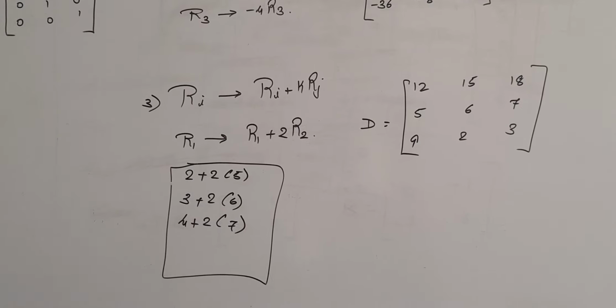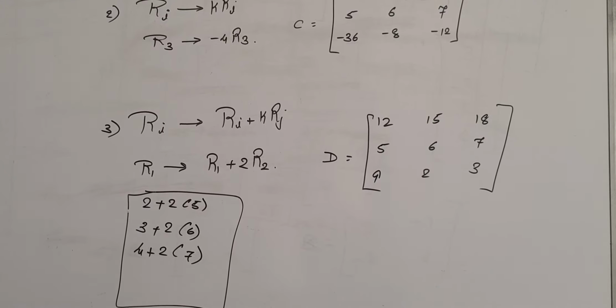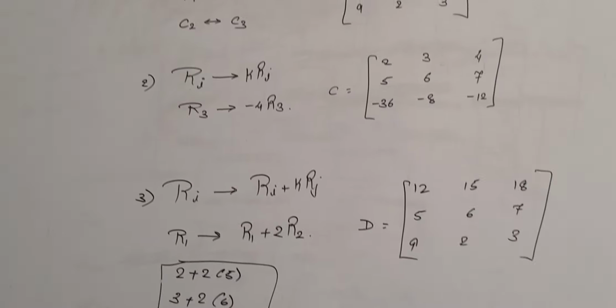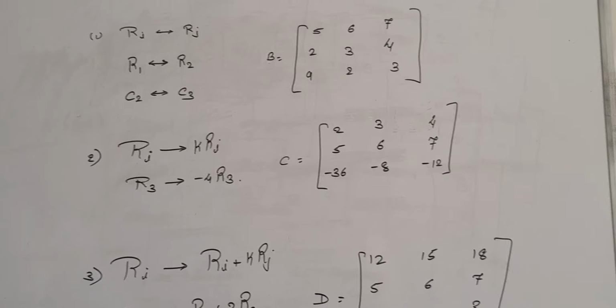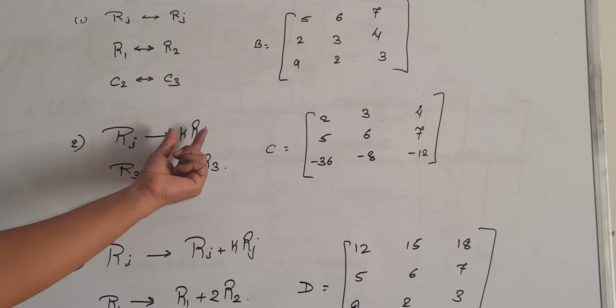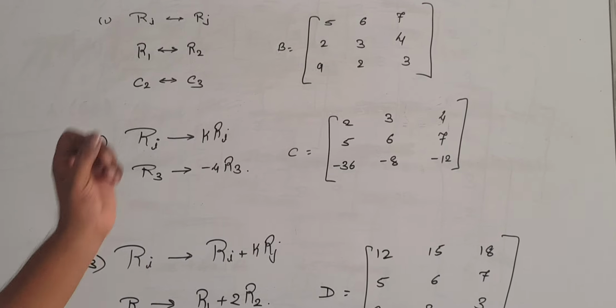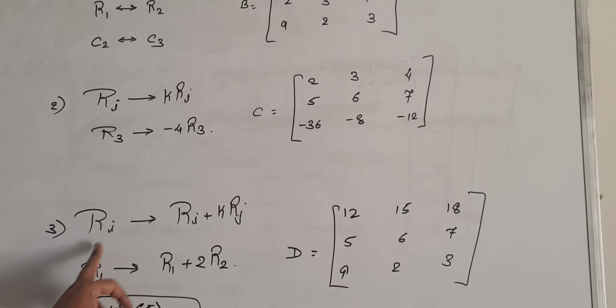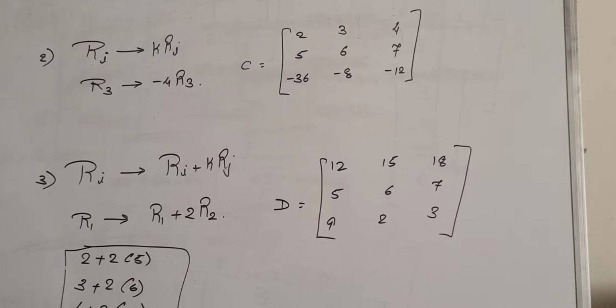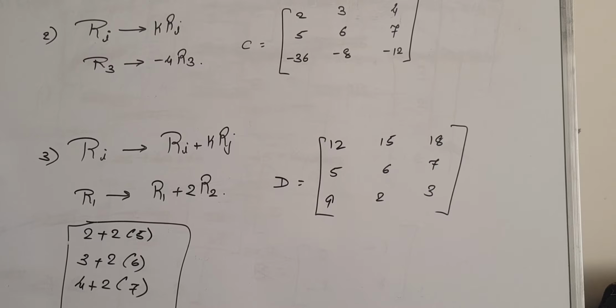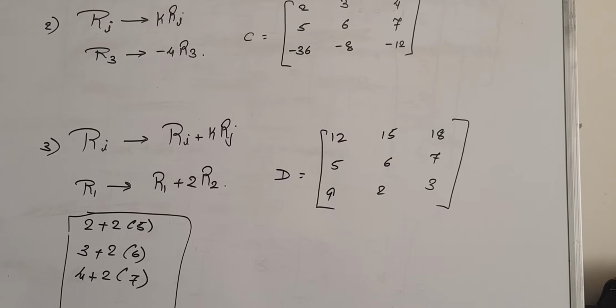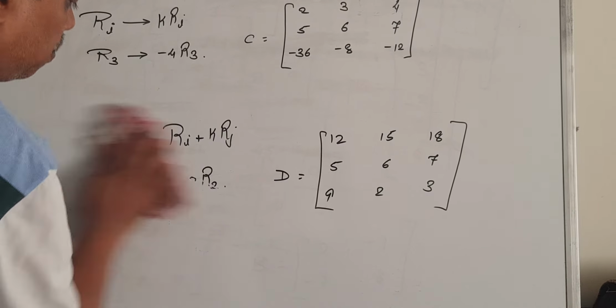Is that clear? Please see again. Ri to Rj means interchange the elements of the ith and jth row. Ri to k Ri means multiply k to the elements of the ith row. Ri to Ri plus k Rj means multiply k to the elements of the jth row and add to the elements of the ith row. Is that clear? Now I have explained all these operations, but I have repeated them again so you can see the sums.